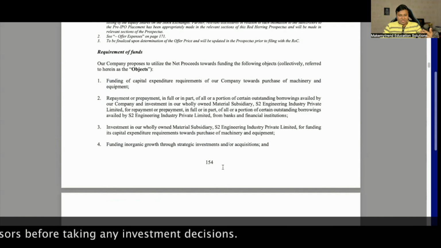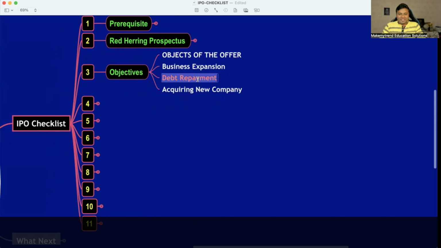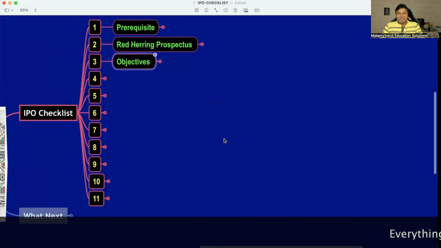So basically what I'm going to say is, when you come to the objects of the offer, you'll come to know about the objectives of the IPO which are coming into the market. Okay, now the next thing is, as I told you, be very careful whenever there is a lot of retail prepayment by any of the companies. You should avoid those IPOs because those are showing the red flag.